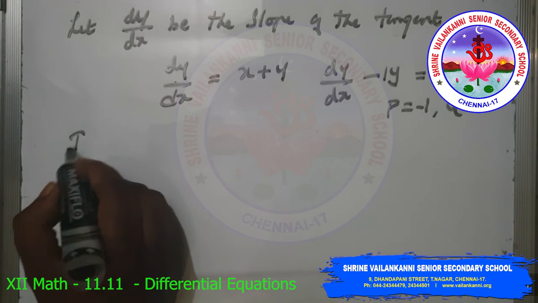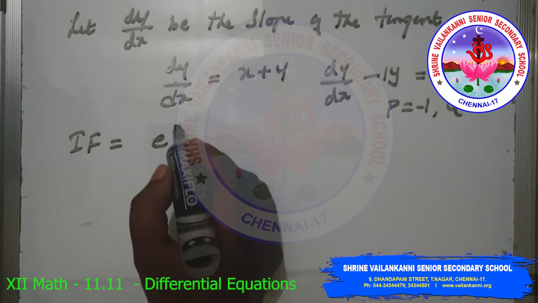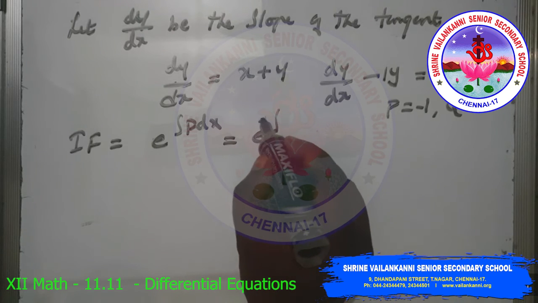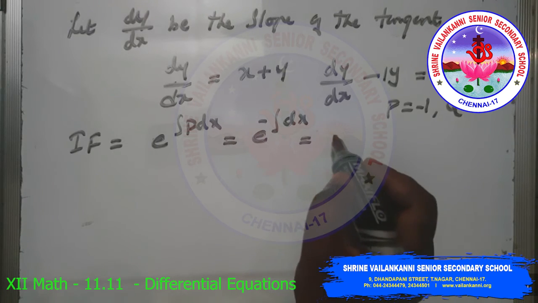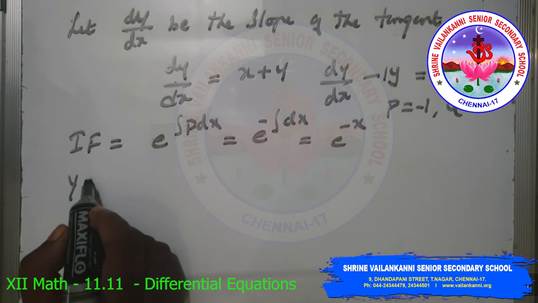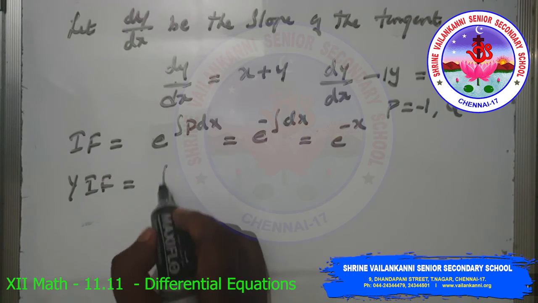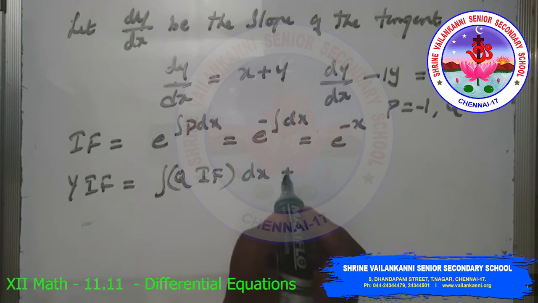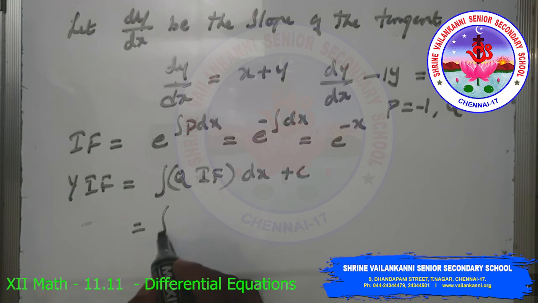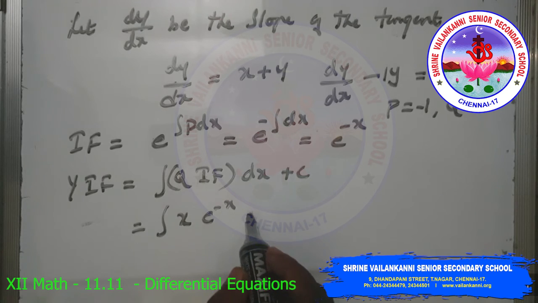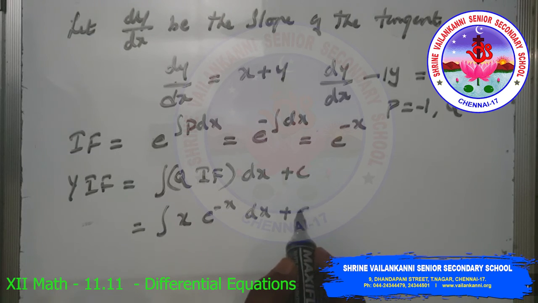Now we have to find the integrating factor, which is e to the power of integral p dx, which is equal to e to the power of minus dx, which is e to the power of minus x. Then the third step: y into IF is equal to integral of q into IF dx plus c, which is equal to integral of x into e power minus x dx plus c.